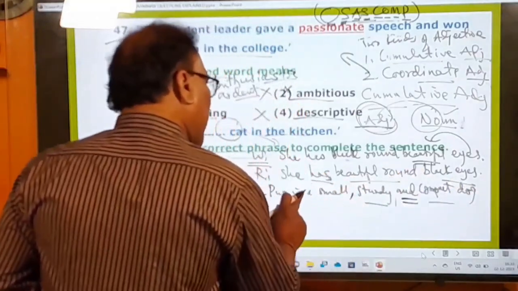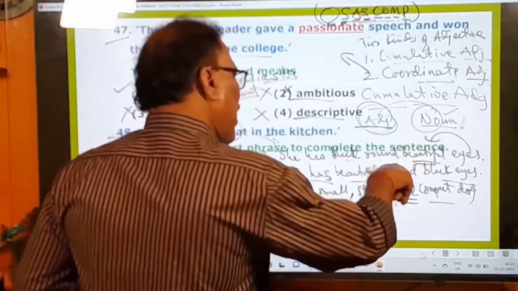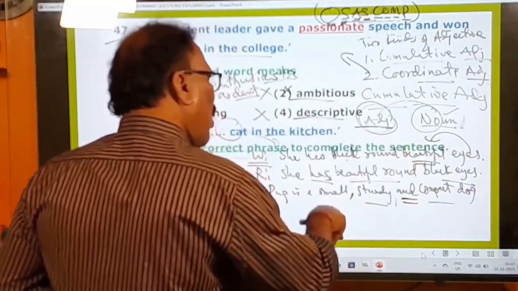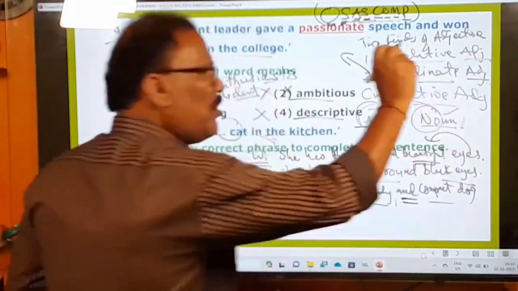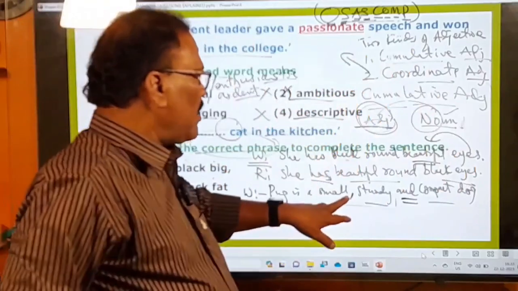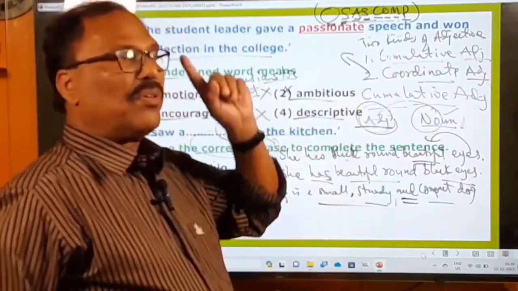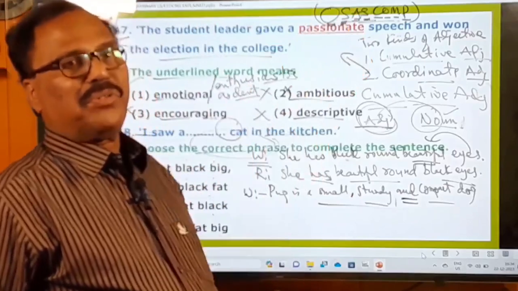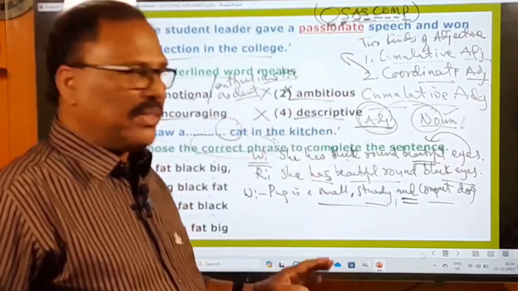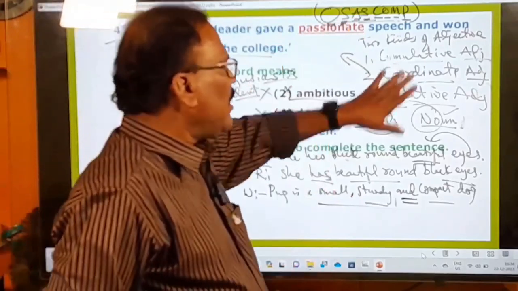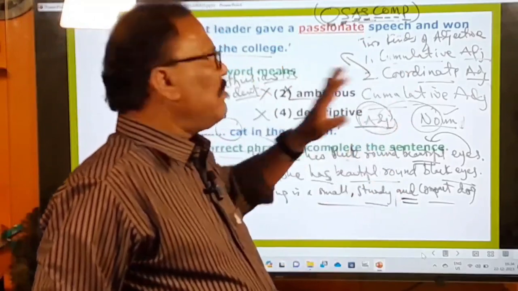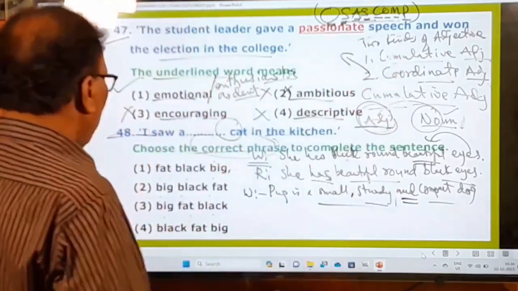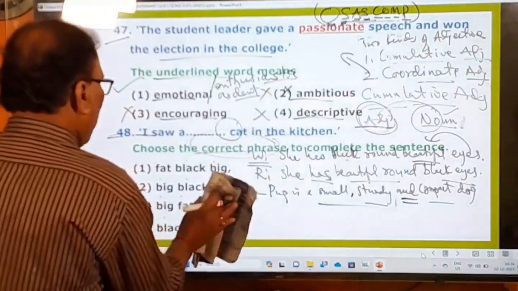You can also say pug is a sturdy, small, and compact. Pug is a compact, small, sturdy, anything in any order you can use, but you have to separate these adjectives by commas, and before the last but one you have to use the conjunction and. That is what you have. So they are coordinate adjectives, and these are cumulative adjectives, right? Now let us talk about our answers.